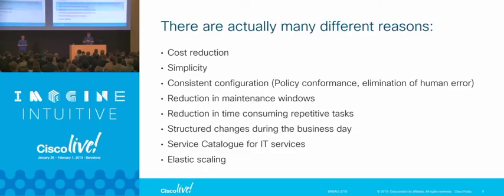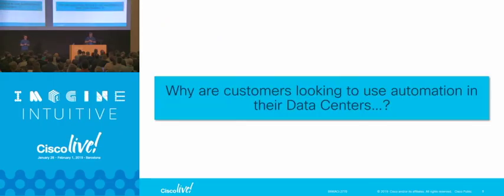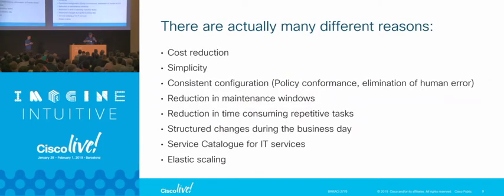Okay, so sorry, go back. The obvious question to start with is, why are customers looking to use automation in the data center? What's the real driver for changing the way that they've done things for years and years? Historically, you would have done command line, a bit of cut and paste, change some config, throw it back into the CLI. But through the tools that we've got now, you can really start automating and doing things a different way. There are loads of reasons why you would want to start automating.